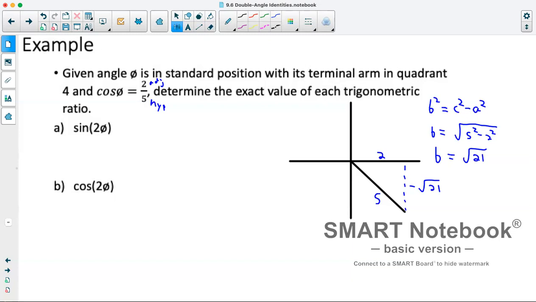Now sine 2 theta is equal to 2 sine theta cos theta. So we'll substitute in our ratios for sine and cos now. So we've got 2 times sine of this angle, which would be our opposite of negative root 21 over our hypotenuse of 5, times cos, which is 2 over 5. So that gives us negative 4 root 21 over 25.